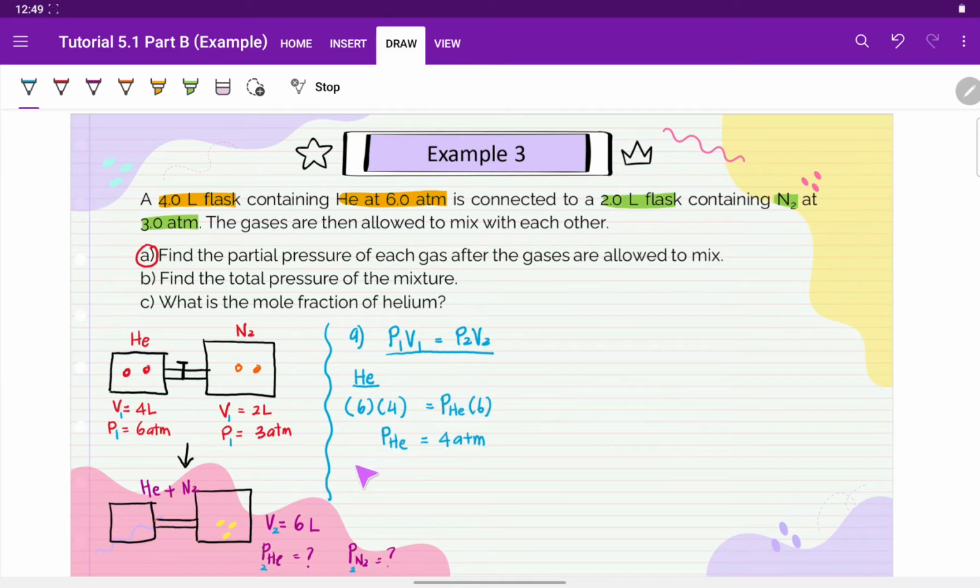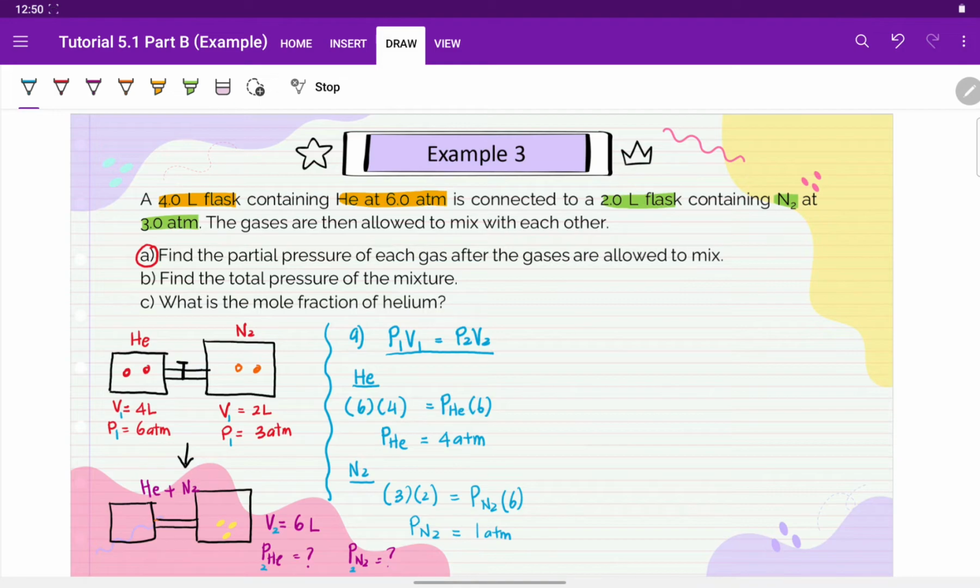So, do the same step untuk nitrogen pula. Okay, jadi untuk nitrogen sama juga. Substitutekan P1 3, V1 2, sama dengan P2, PN2, dan juga volume yang kedua 6. Okay, so rearrange. You will get the partial pressure of nitrogen gas after the mix is 1 atm pressure. Okay, awak nampaklah dekat sini, pressure dia, comparekan initial pressure dengan pressure after dia dah berkurang.